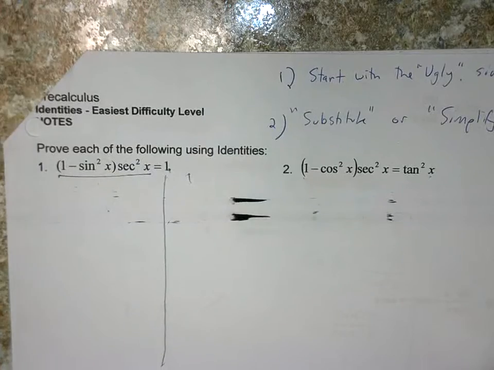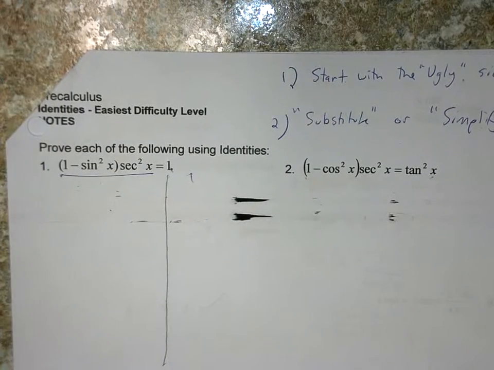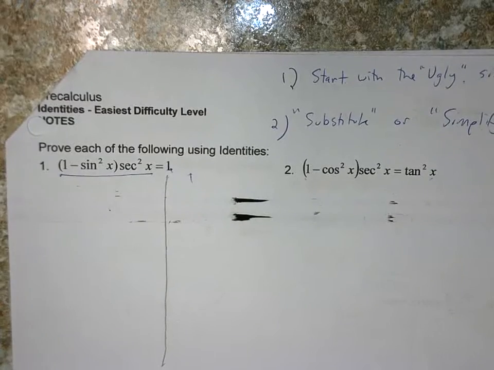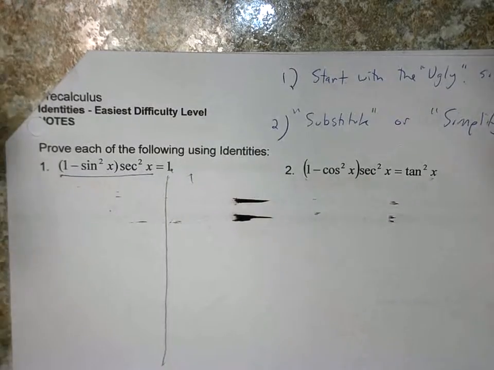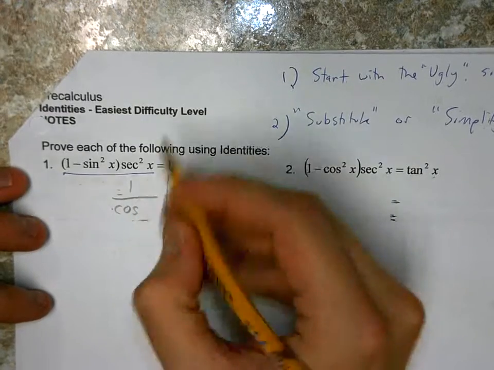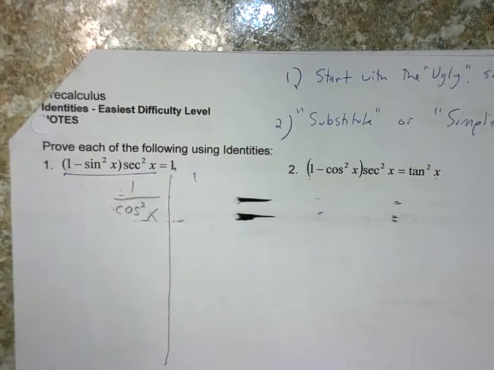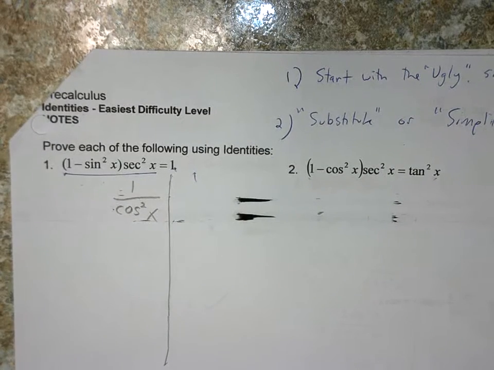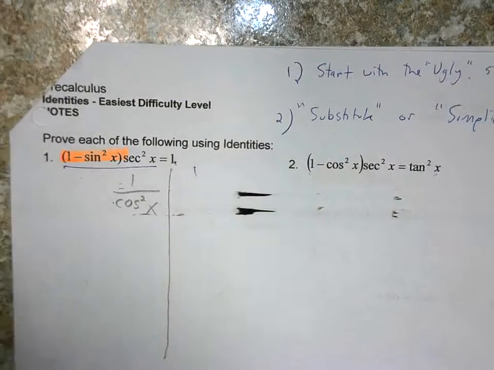Anthony, number 1, on the left side only. Does anything jump out at you that screams identity on your page? Yes. Which one? Secant squared x could be 1 over cosine squared. Sure could. Let's follow his lead and see where that takes us. Secant squared x could be 1 over cosine squared x. And remember, we learned Friday, it's always good to convert to sine and cosine. Anybody else? Do you guys see what this could become?